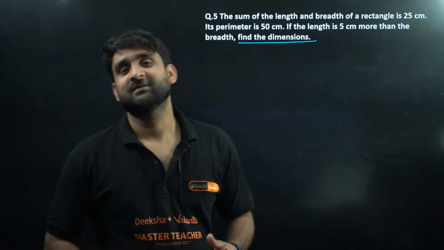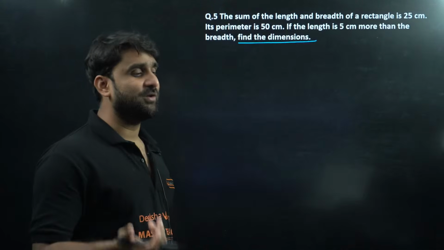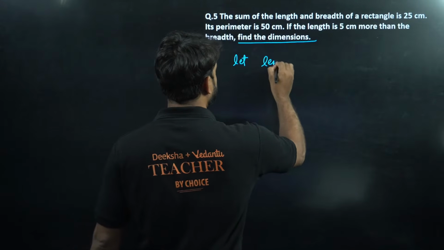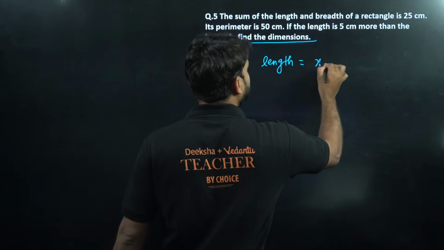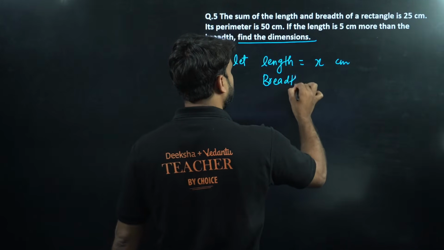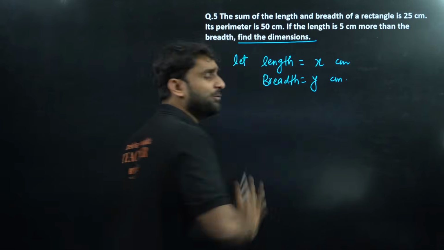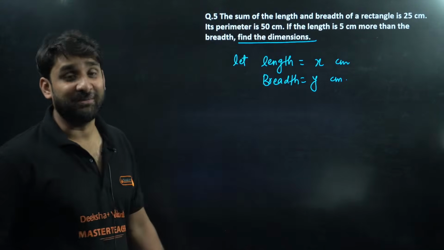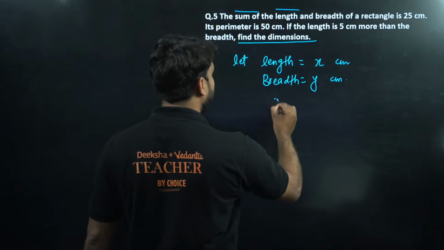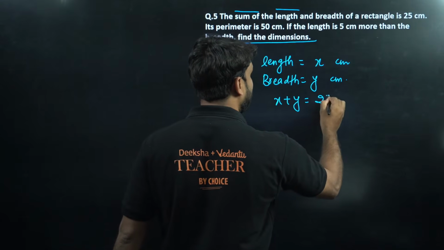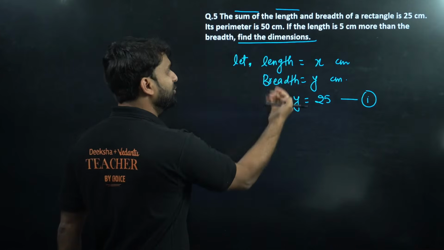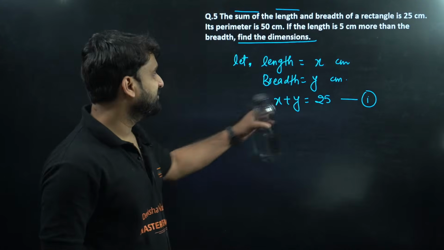Let the dimensions be, we don't know what is length and what is breadth. So let's suppose, dimension means length. Length is equal to x centimeter. Make sure to write centimeter. And we don't know breadth also, so let breadth be y centimeter. We have supposed. Now you can read the equation. The sum of the length and breadth of a rectangle is 25 centimeters. So the first equation is ready. x plus y will be equal to 25, because we have assumed length as x and breadth as y.